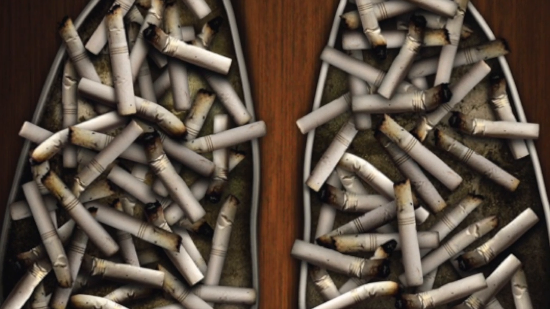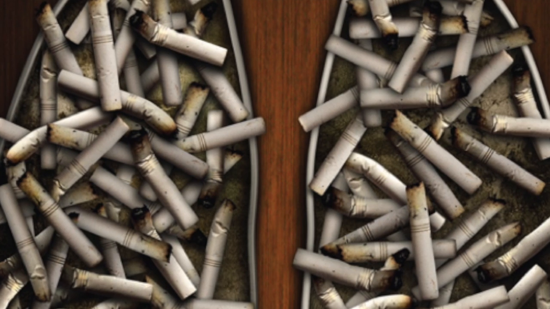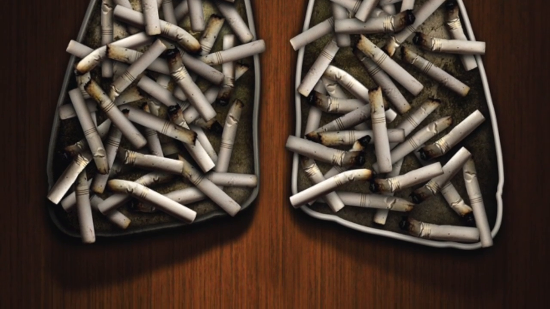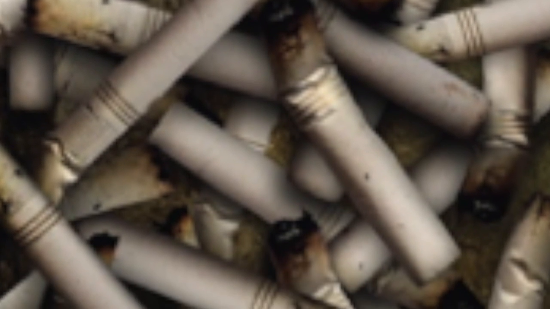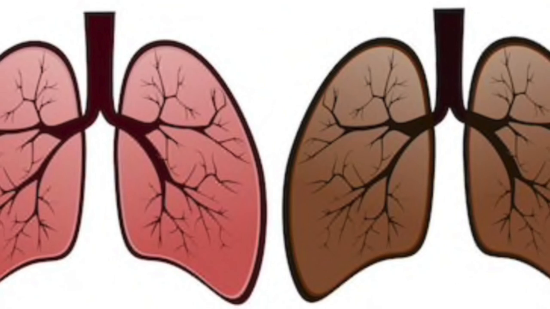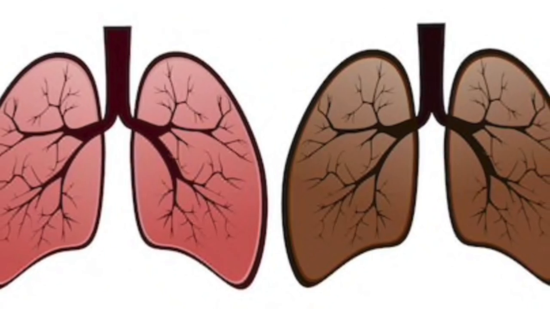Before, I saw two bowls of smoked cigarettes. Now, I see Berger's code of analogy because the bowl-shaped image of cigarettes looks like lungs. It is a correlation of how smoke fills your lungs and destroys them.